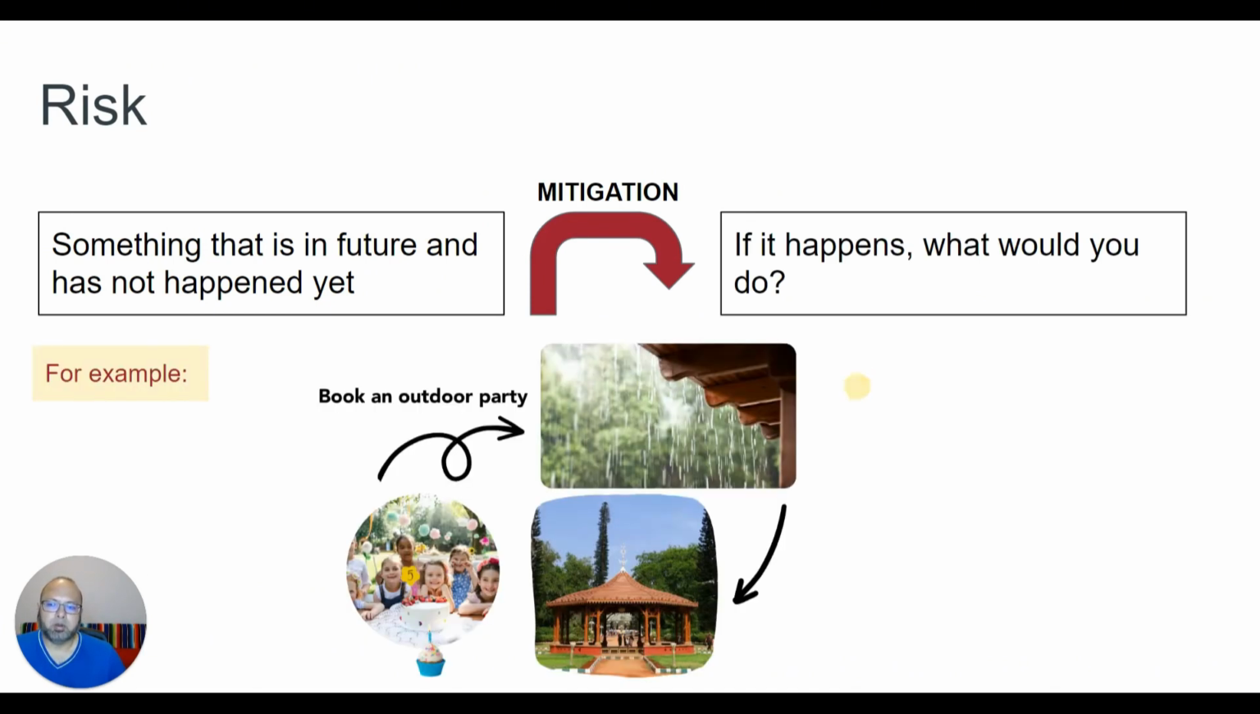So let's take an example. If I was booking an outdoor birthday party, there is a risk that it might start raining. And the mitigation plan would be I would hire a nearby cabin, or I would get some umbrellas so that when the rain does come, we are prepared with umbrellas, etc. So it hasn't happened, it is in the future, and you're mitigating that. If it does happen, which becomes an issue, then I would execute the mitigation plan.